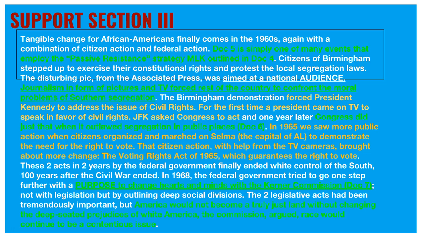So what this document does is it outlines the deep social divisions, and here we go. Now I'm going to use it as evidence that they're saying America would not become a truly just land without changing the prejudices of white America. That's what the commission argued. If that doesn't change, race would continue to be a contentious issue.